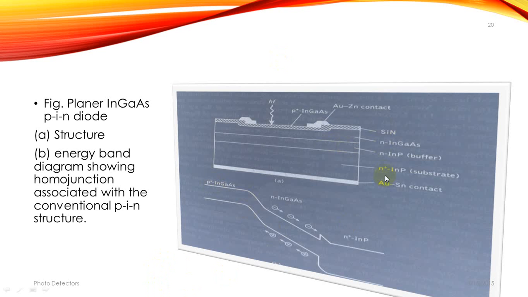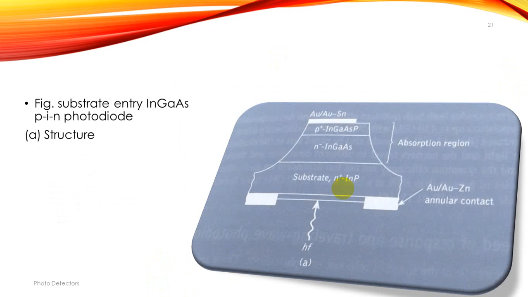These are the regions which I have just discussed. This can be reduced by incorporation of an N-type indium phosphide buffer layer. Indium phosphide, this is the buffer layer. So going to the next slide, this is the figure about the substrate entry indium gallium arsenide PIN photodiode. This is the structure.